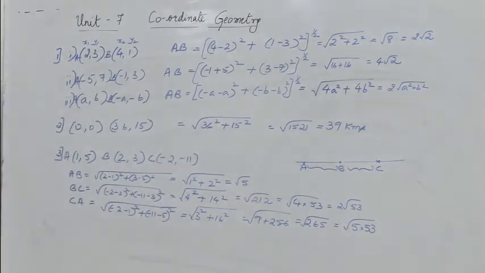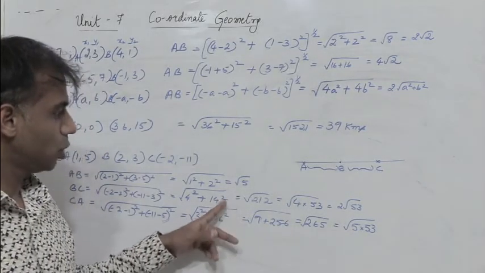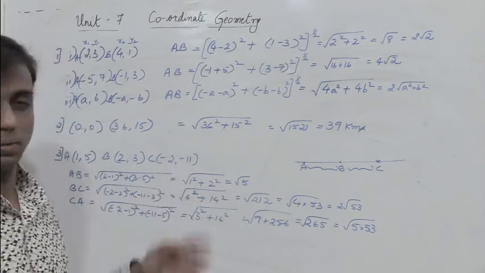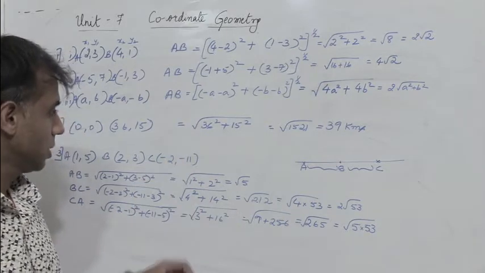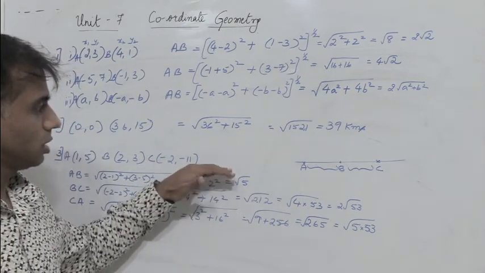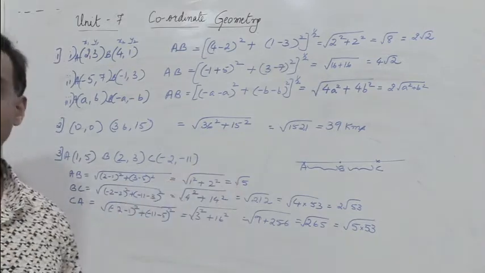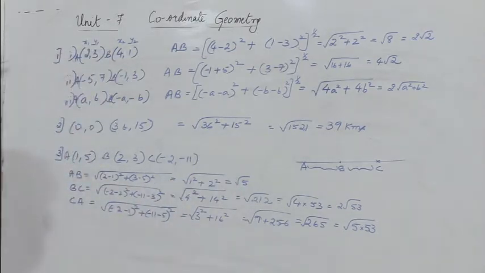Right? Now I find that if I add 2 of them, none of them will be equal to the third one. Right? So here we conclude that A, B and C are not collinear. So they are not along the same straight line.